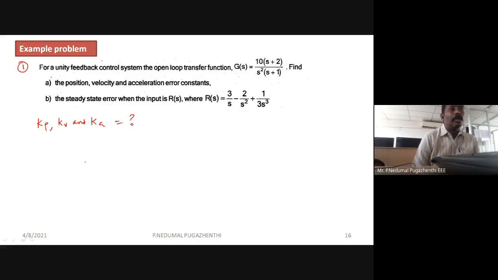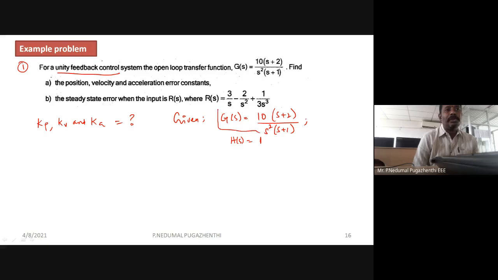First one. What is given? They have given you your open loop transfer function G of s equal to 10 into s plus 2 divided by s squared into s plus 1. And it is provided as unity feedback control, so H of s is also provided. H of s is equal to 1. Can anybody say what is the type of this particular transfer function G of s?